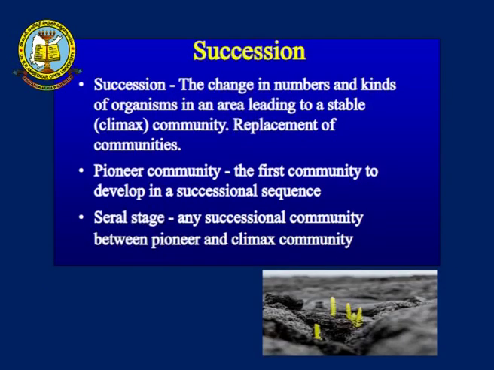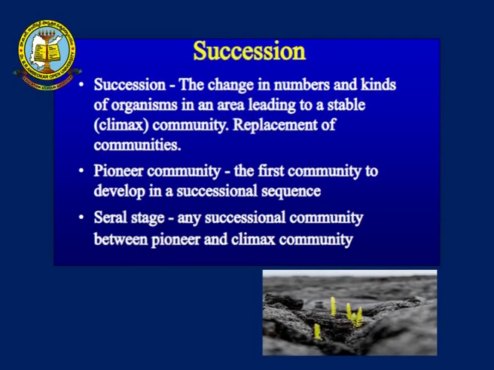Now, what is succession? The change in the number and kinds of organisms in an area leads to a stable community and replacement of different communities. That is when they come to a succession period, they are taken up by other different parts, from primary succession to secondary succession.